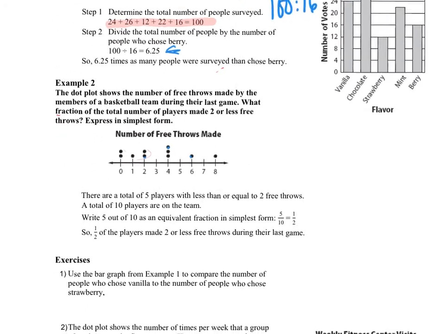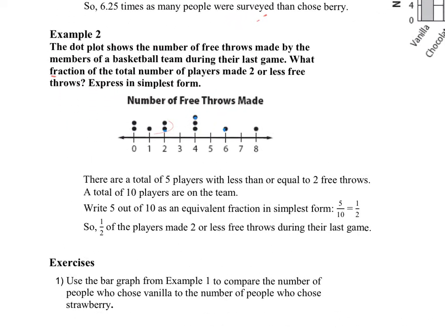The dot plot shows the number of free throws made by members of the basketball team during their last game. What fraction of the total number of players made 2 or less free throws? So fraction of the 2 or less. Does that include 2? Yes, so 2 or less would be this one and this one, because those are all 2 or less. So that is 2, 3, 4, 5 out of 6, 7, 8, 9, 10 total. So 5 out of 10 people made 2 or less free throws, which reduces to 1/2.